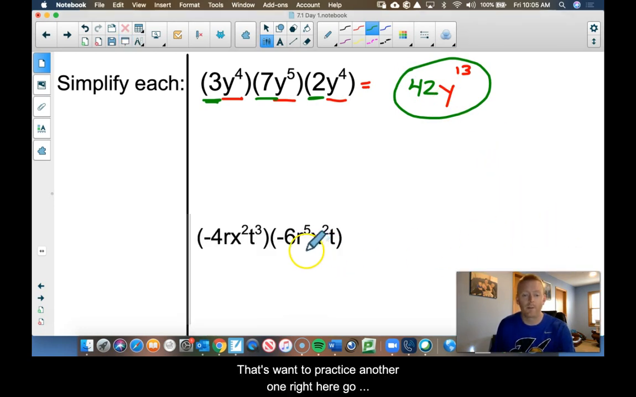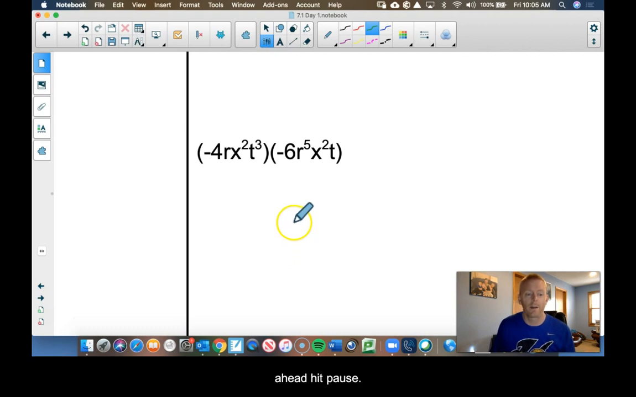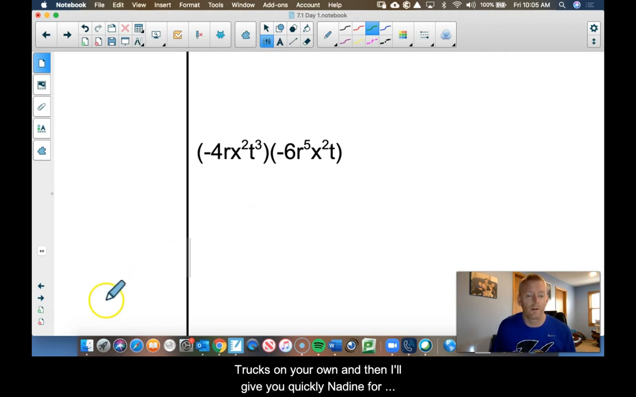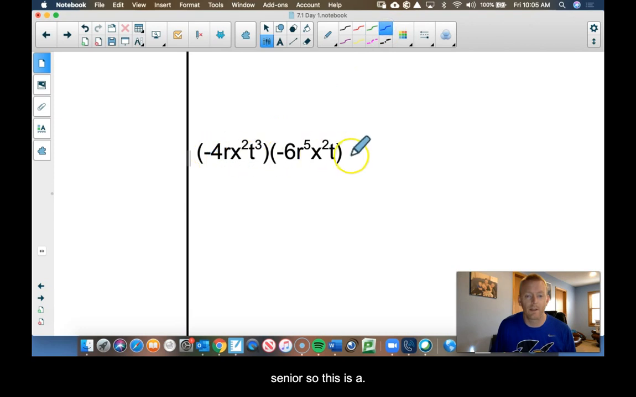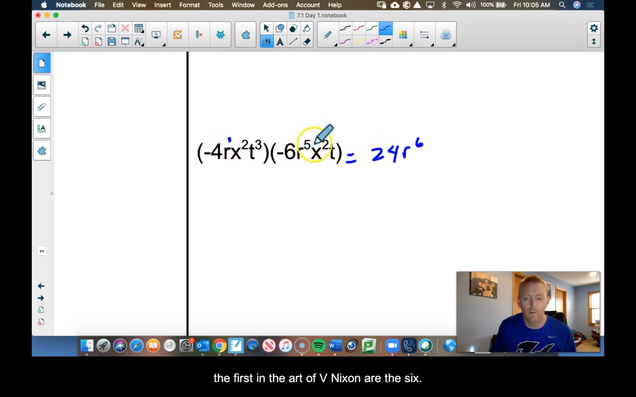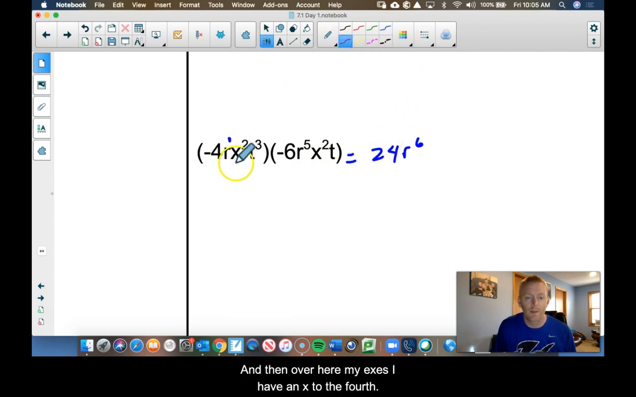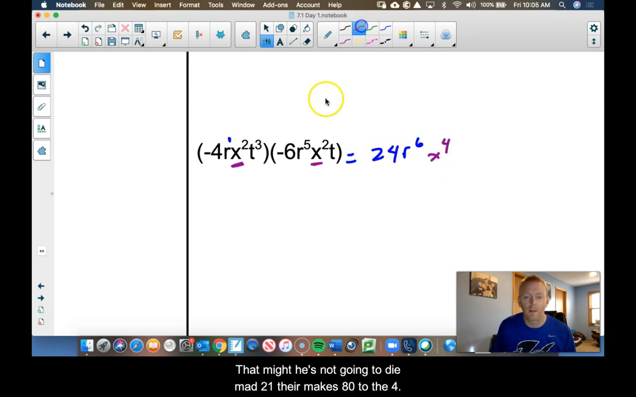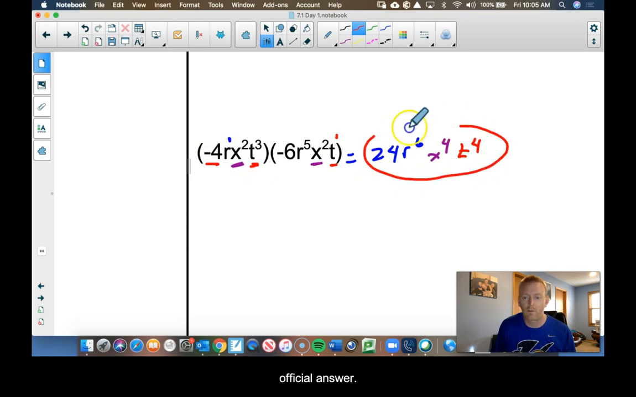Now if you want to practice another one right here, go ahead, hit pause, practice on your own, and then I'll give you quickly the answer here. So this is equal to a 24, r to the 6th, because there's an imaginary one there, r to the 1st and an r to the 5th makes an r to the 6th. And then over here, my x's, I have an x to the 4th. And then my t's, again, there's an imaginary one there, makes a t to the 4th. Negative times negative made this positive, so that is your official answer.